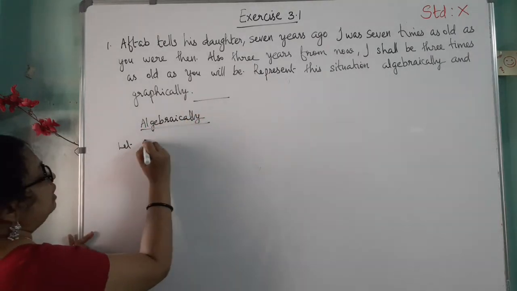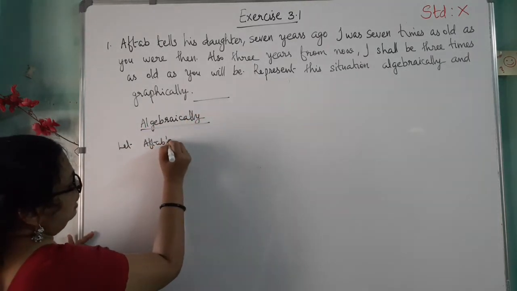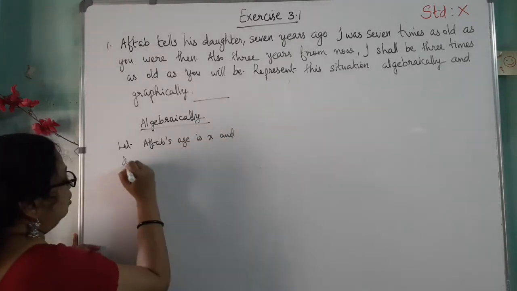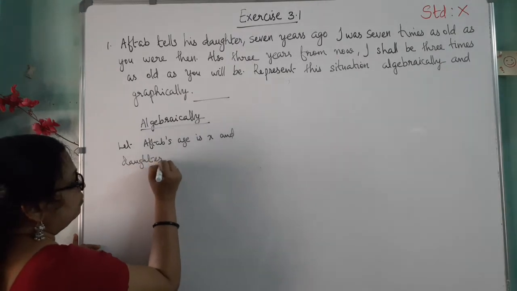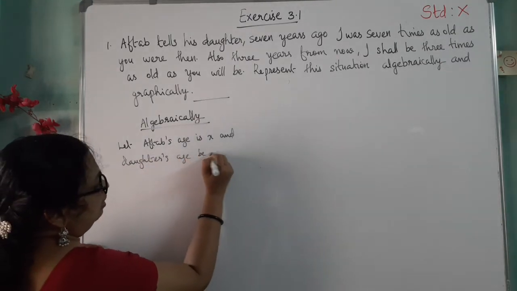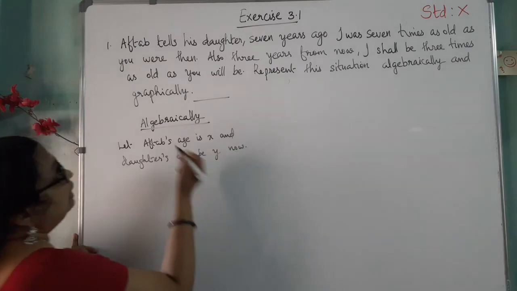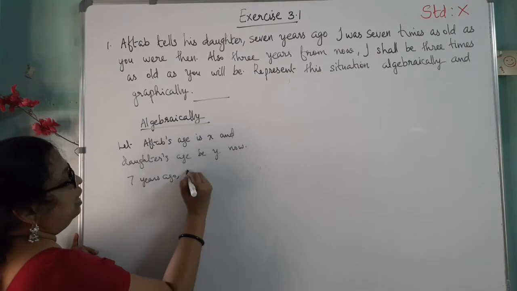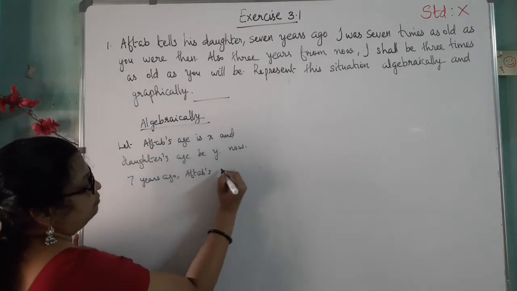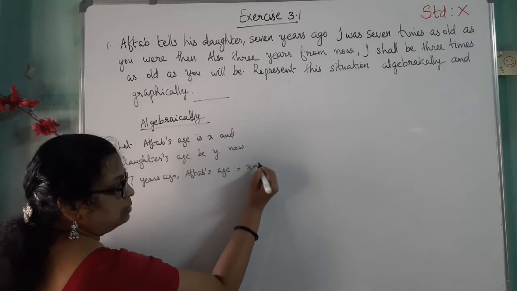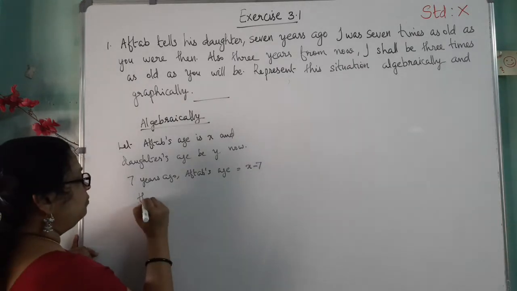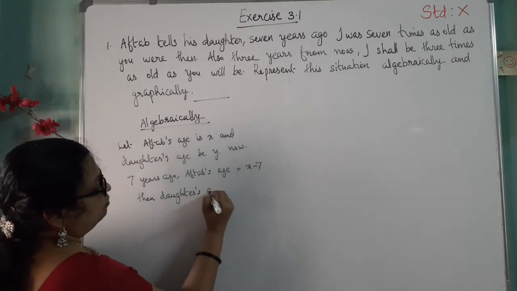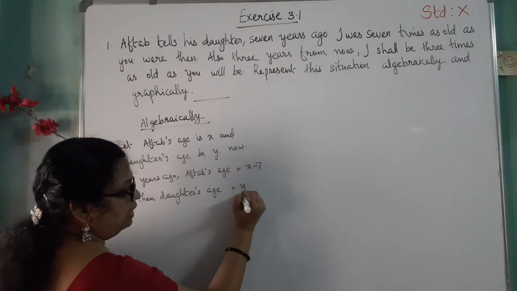Let Aftab's age be x and daughter's age be y now. Then 7 years ago, Aftab's age is equal to x minus 7, and the daughter's age is equal to y minus 7.